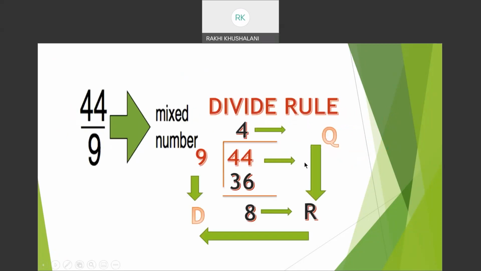Let's see more examples which will help you a little better. Now here I am with 44 by 9, and 44 by 9 is an improper fraction because the numerator is bigger than the denominator. Now coming back to the rule, I have to make a mixed fraction, so you have to divide. When I divide, 9 into 4 is 36, 9 into 4 is 36. Do the subtraction and you get 8.